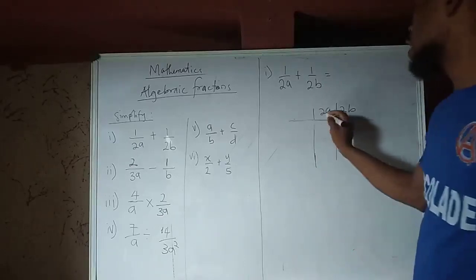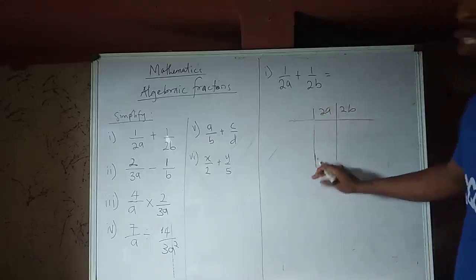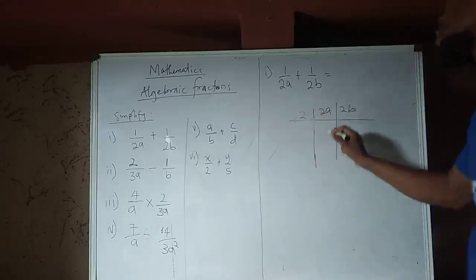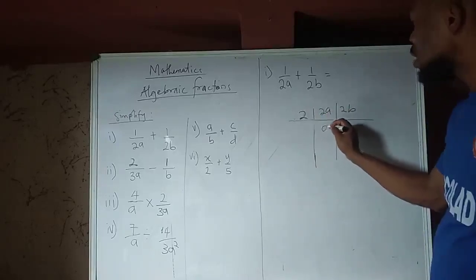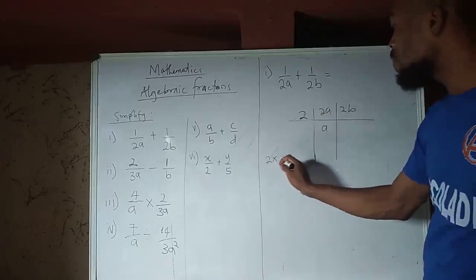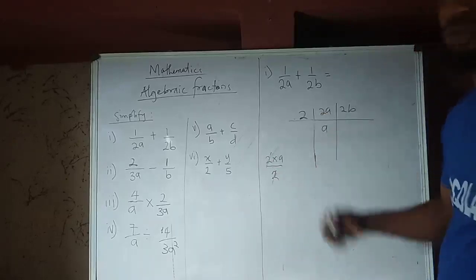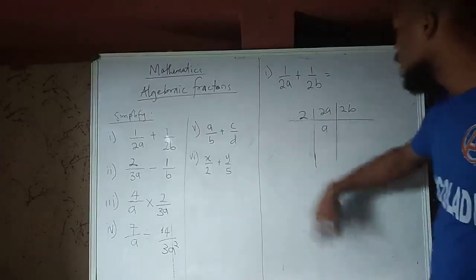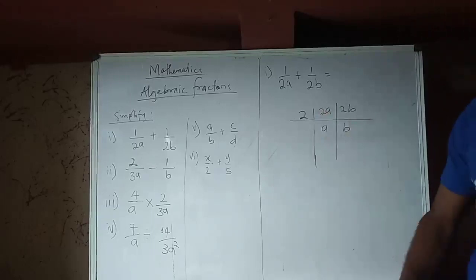So how do we do that? Let's look for a number that can divide through both of them. 2 can divide through. So 2a divided by 2 will give us a. That's like saying 2 times a divided by 2, so the 2s cancel and we are left with a. Then 2b divided by 2 will give us b as well.